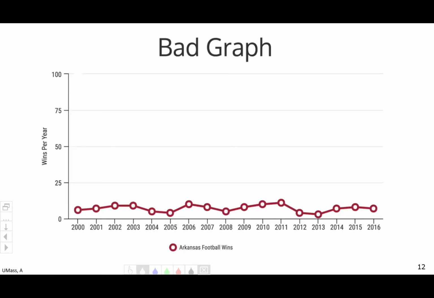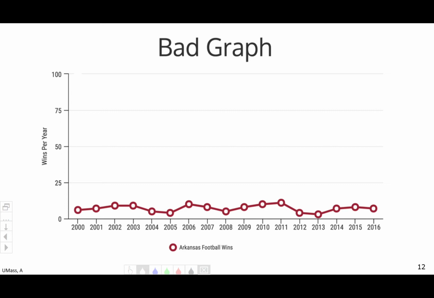Okay, so let's go and see what this is going to look like. Let's see some bad examples first. So this is a very bad graph. This is poorly scaled. We've got Arkansas football wins. The year is on the x-axis and the number of wins is the y-axis. This is a bad graph because it's poorly scaled in the vertical axis. We can clearly see that every data point is under 25.